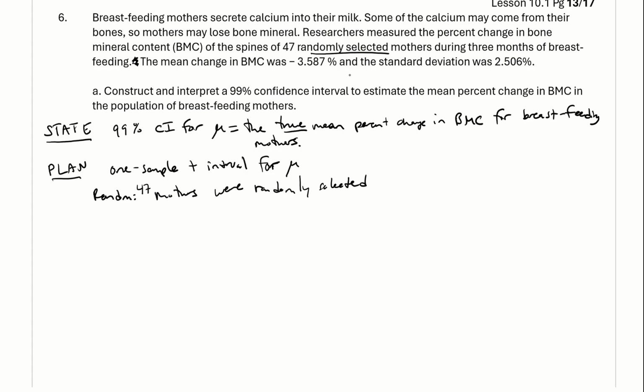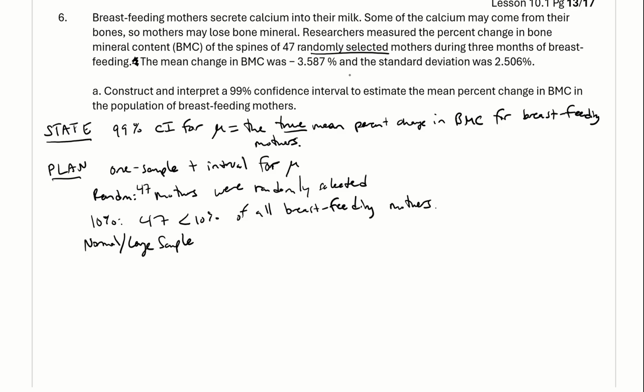All right, and then let's do the 10%. We're going to assume 47 is less than 10% of all breastfeeding mothers. Then we got the normal or large sample condition. Right, in this case we have n is equal to 47, which is greater than or equal to 30. So that's met automatically. All right, so let's do the do stage, right?